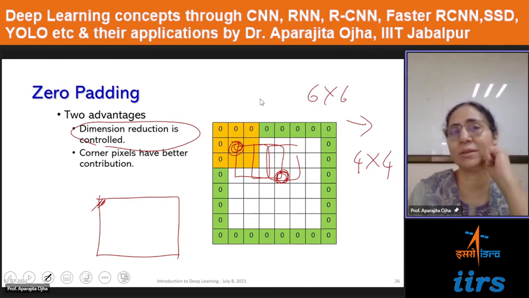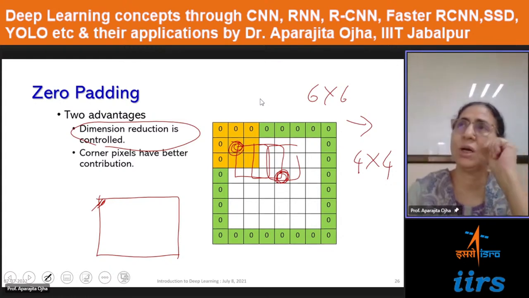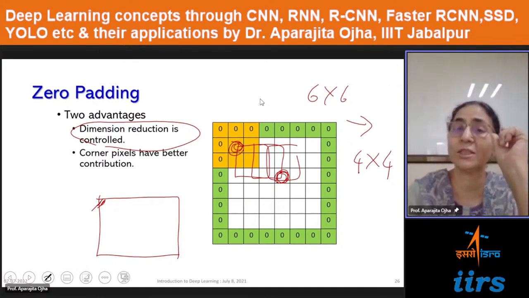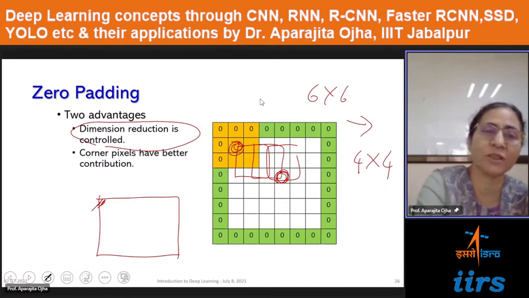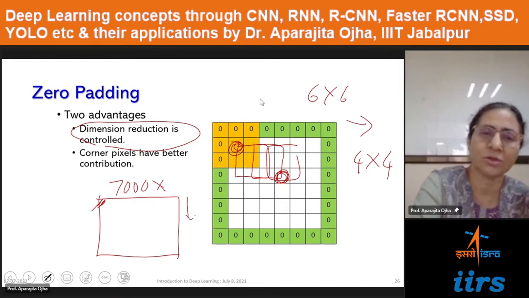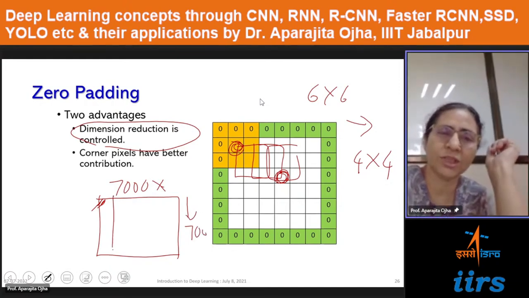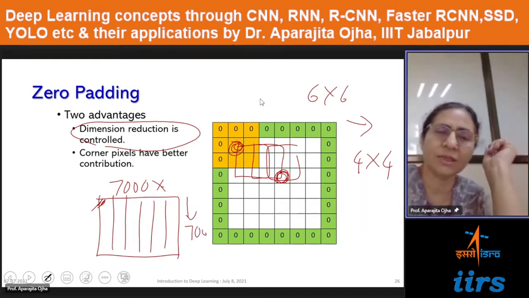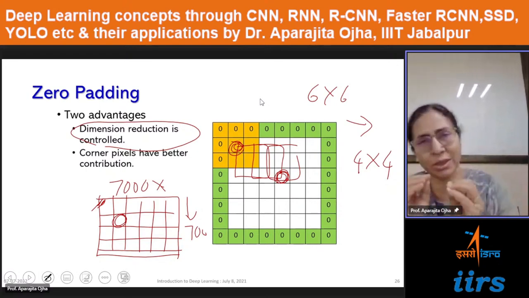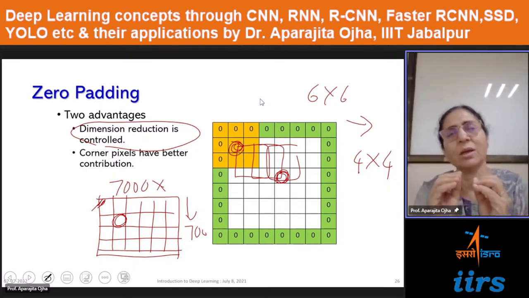Because why do you need dimension reduction? Suppose you have a 7,000 x 7,000 image. You have taken the grid, and each sub image, suppose this is 7,000 x 7,000, right? And each cell of this grid is fed to the convolutional neural network, right?